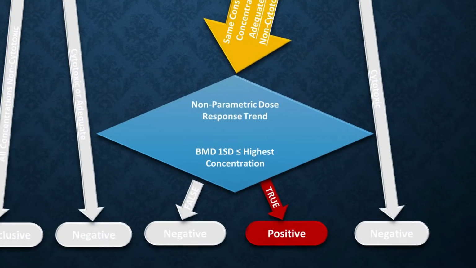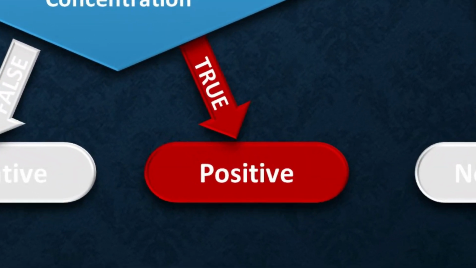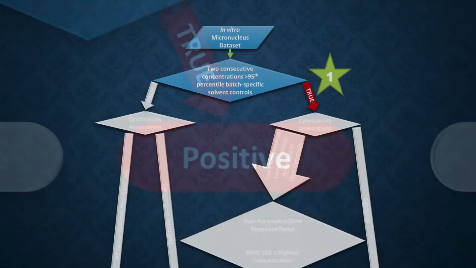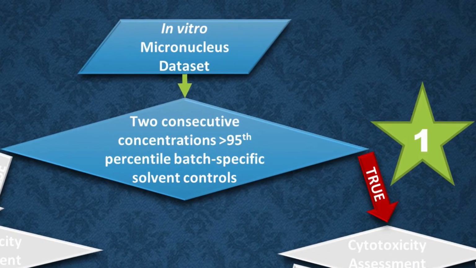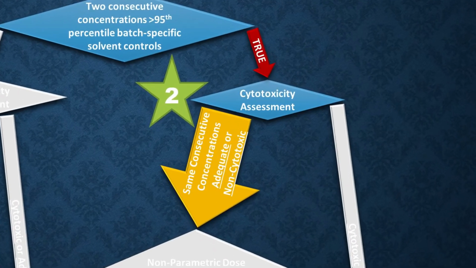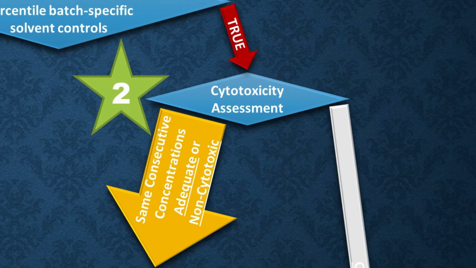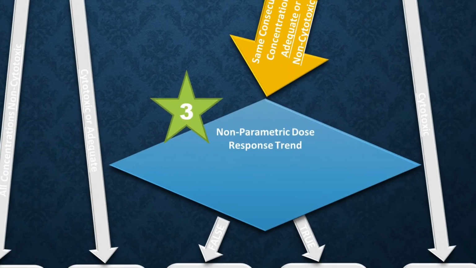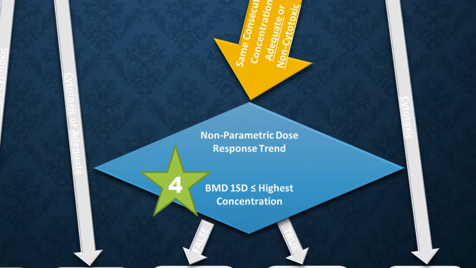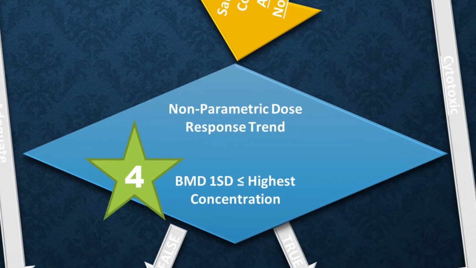In our approach, to be called positive for micronucleus, a chemical needs to satisfy the following conditions. First, micronucleus responses of 2 consecutive concentrations have to be greater than the 95th percentile of batch-specific solvent controls. Second, the observed increased micronucleus frequency needs to occur at non-cytotoxic or adequate cytotoxicity levels. Third, having a dose-response trend with a non-parametric test. Fourth, having a benchmark dose value lower than the highest concentration tested.